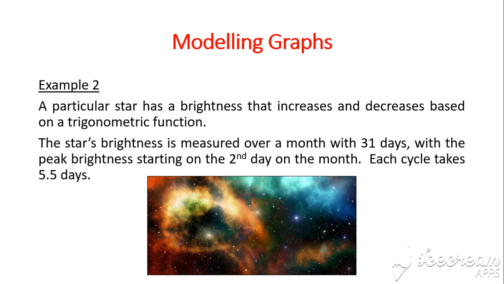A particular star has a brightness that increases and decreases based on a trigonometric function. The star's brightness is measured over a month with 31 days, with the peak brightness starting on the second day of the month. Each cycle takes 5.5 days.